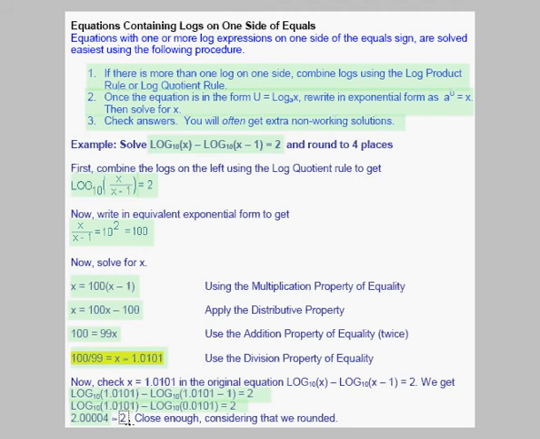equation equals 2. Well, it doesn't exactly equal 2, but it's close enough. And the reason we didn't get exactly 2 was due to the rounding we did. So we can conclude that our answer of 1.0101 is indeed our solution.